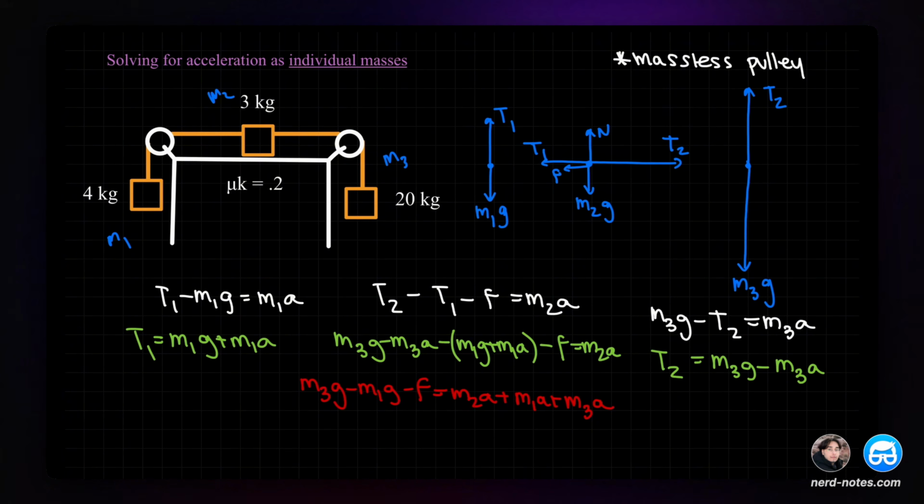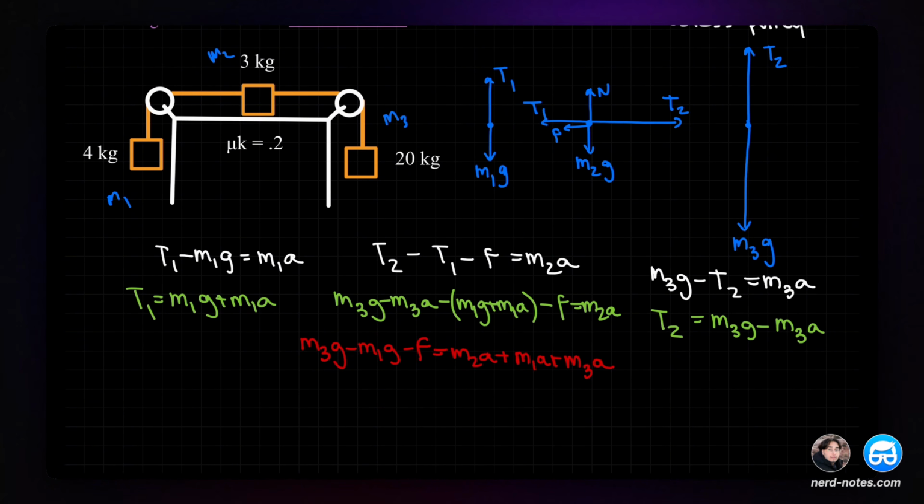Okay, there we go. Now what I can do is I can factor out the A, and I'm going to be left with m1 plus m2 plus m3. And then on this side, I still need to solve for friction here. And the way I can do that is just simply by replacing friction with the equation for friction, which is mu times n. So let me go ahead and do that. So it's going to be m3g minus m1g minus friction, which again is mu times the normal force.